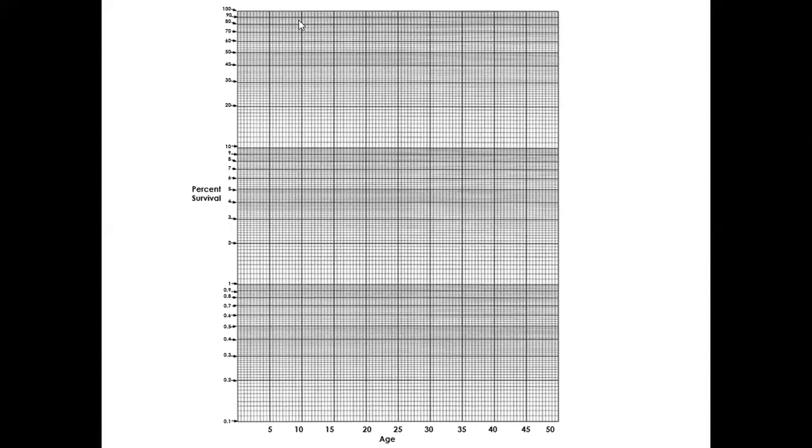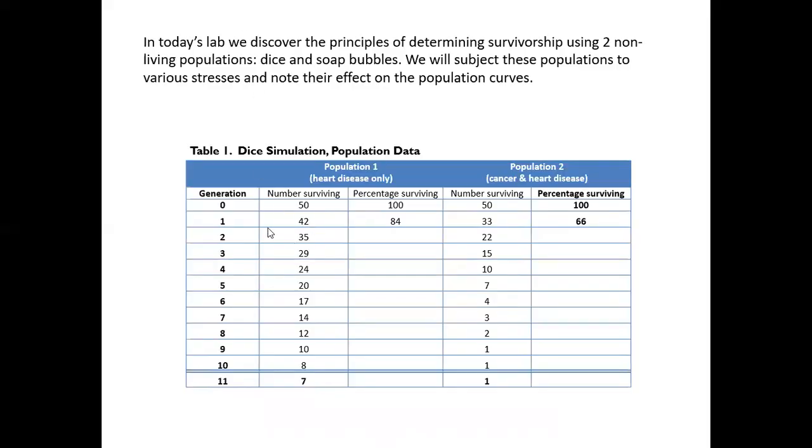If I do the first generation, I start out at 100%. Let's do this cancer and heart disease one. I go from 100% to 66% after one generation. Let's just say this 5 is one generation. So I'll go from 100 down to 66%. I would draw a line from 100 to this line at 66.